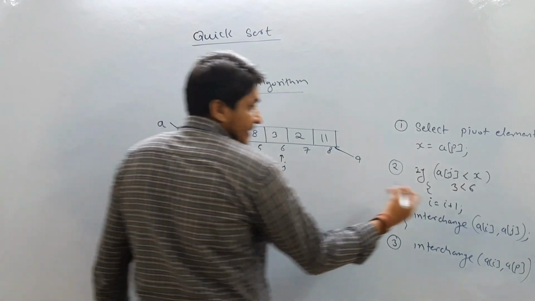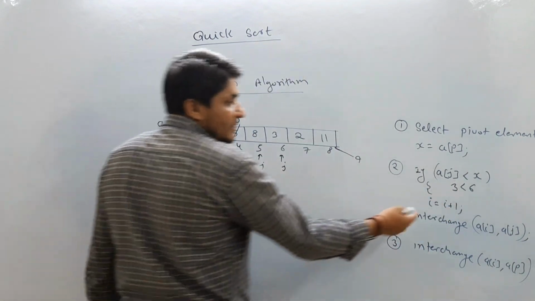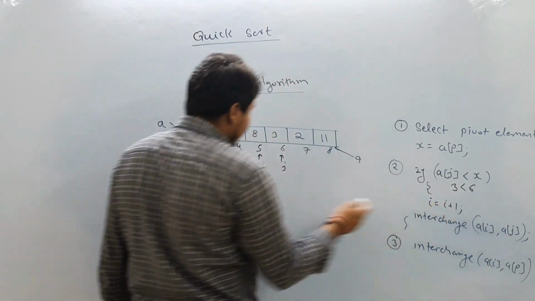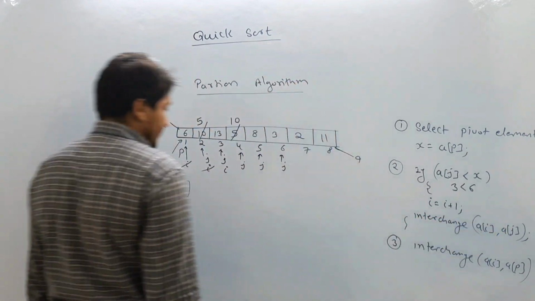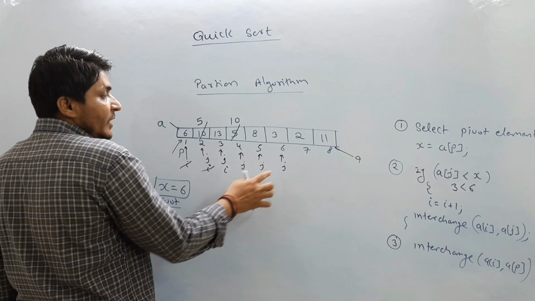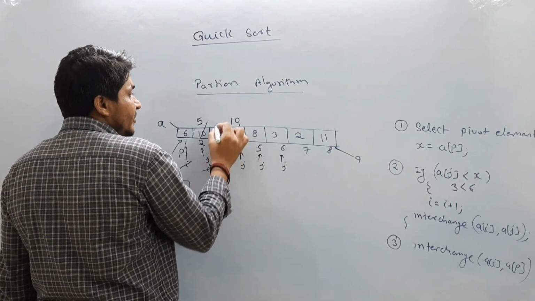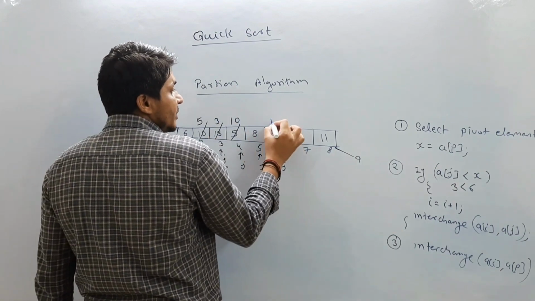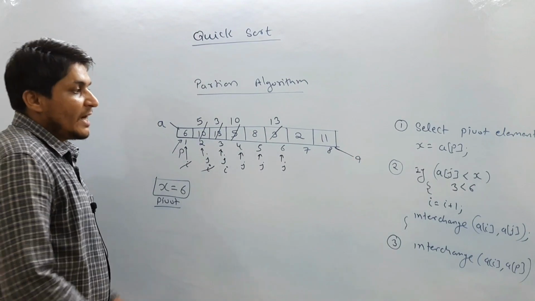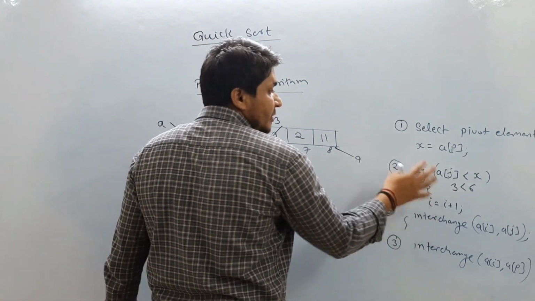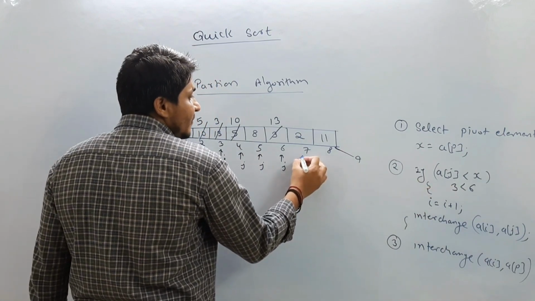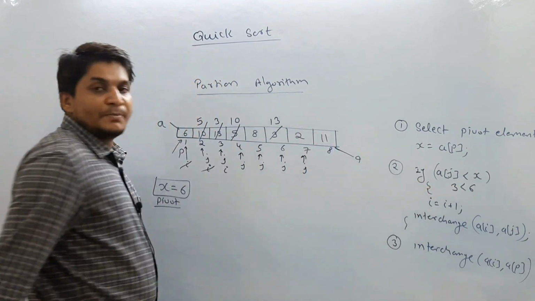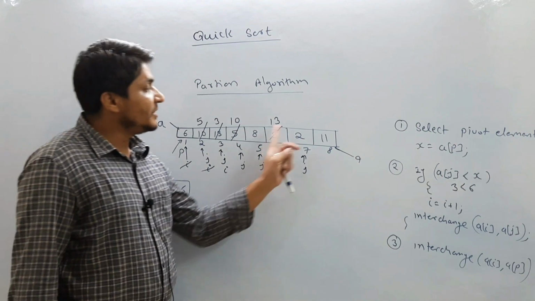Now I is pointing to index number 3. I will interchange A of I and A of j. A of I means what? 13. A of j means what? 3. So 13 will become 3 and 3 will become 13. I have executed these two statements because the comparison was true. So I will simply increment the value of j because I need to compare with the next element.